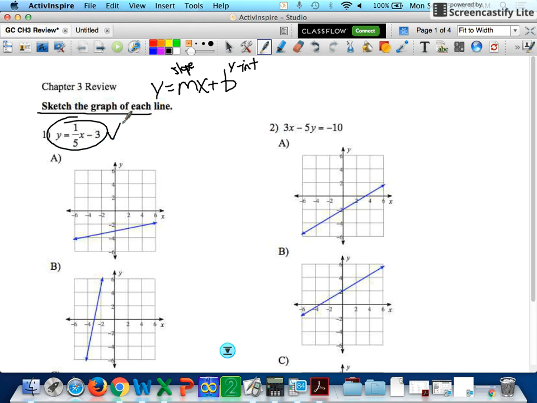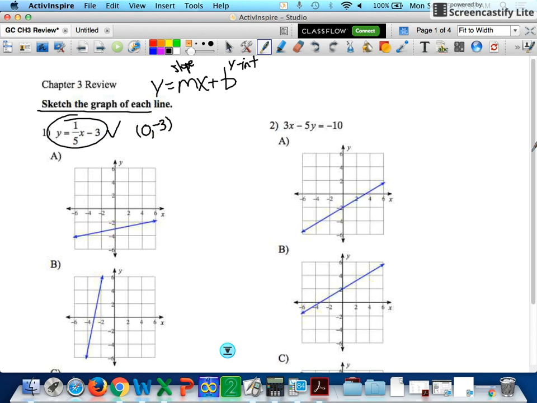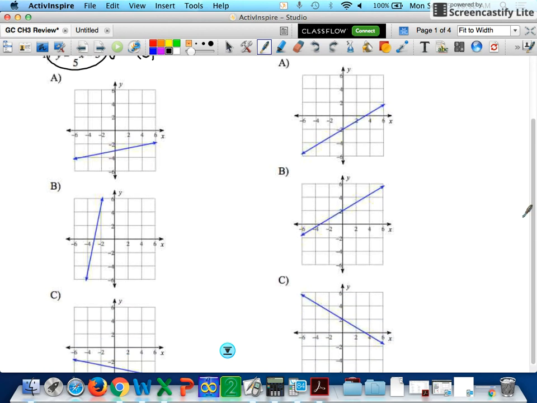We see this first problem is already in slope-intercept form. No work needed. Now we just have to check to see which graph matches it. Well, if I know my y-intercept is -3, that means ours has to go through the point (0, -3). So I check all my graphs to see which ones do that. My first one goes through right here at (0, -3), so it's still in the running. Our second one should cross right here at (0, -3), and it does not, so it is out of the question.